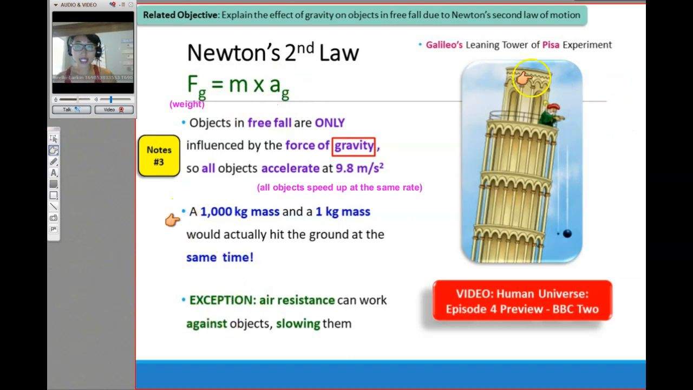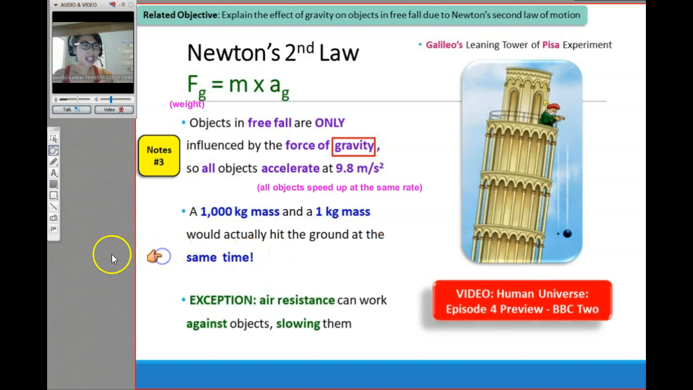So what's amazing is this is called Galileo's Leaning Tower of Pisa experiment. When he dropped both a large mass and a small mass at the same time, they actually hit the ground at the same time. All right, give me a thumbs up if that makes sense. You see this picture here? This is the Leaning Tower of Pisa. How many of you have heard of that experiment? Okay, good. So this is really, really cool, and we're going to see this in a moment.